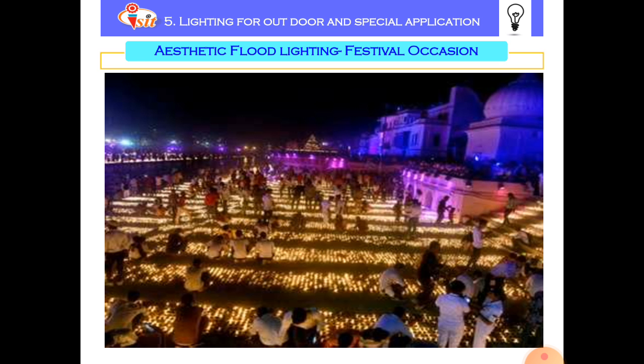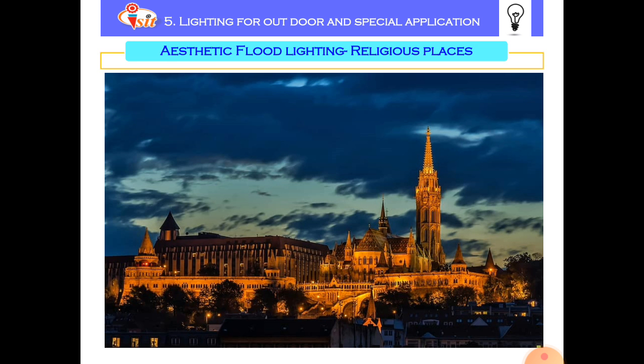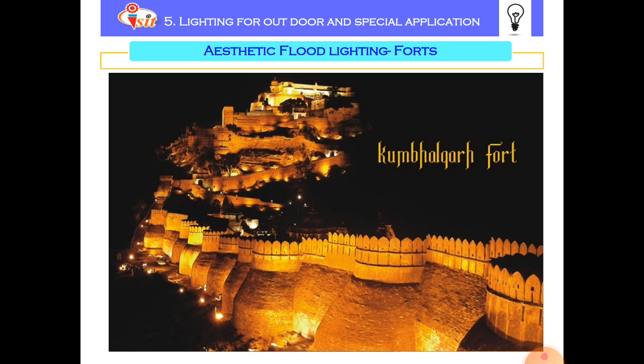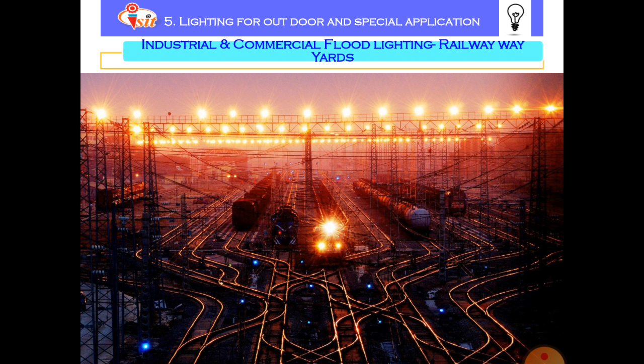Next, on festival occasions, the floodlights are used over the premises. The next one is aesthetic floodlighting used on religious places. Take a look at the fort which is illuminated by the floodlights. Next, in the railway yards, floodlights are also used.